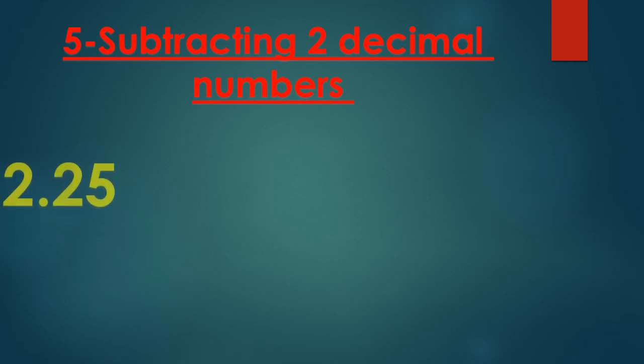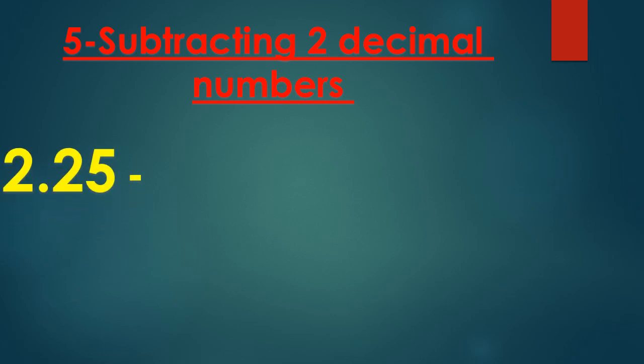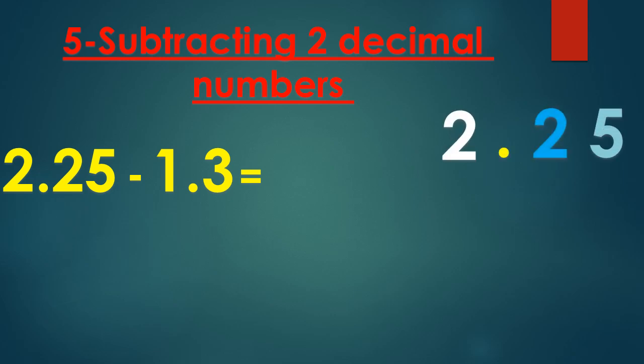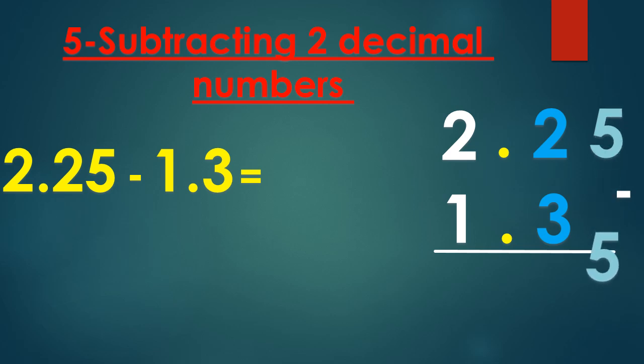Another example of subtracting two decimal numbers is 2.25 minus 1.3. First, we write them one below the other, but make sure at first that the point is under the point. So, the 1 comes under the 2 and the 3 comes under the 2, and the 5 is left alone. We start from the right. 5, nothing under it, comes down as 5.